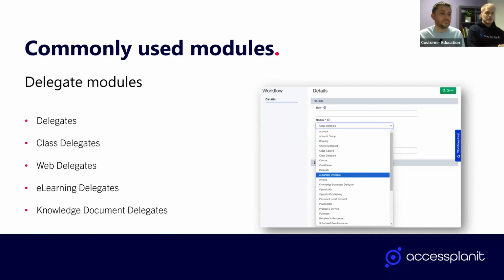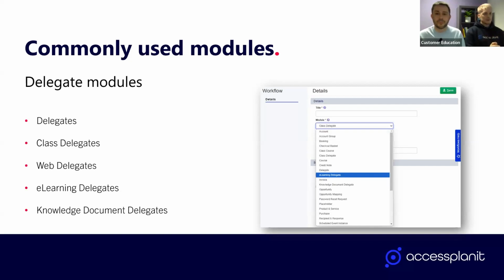If you wanted to send a course reminder email to delegates that include things like venue information and address details, that's where you would use the class delegates module. You're not going to find venues against e-learning delegate modules or anything like that. So class delegate modules for that one, basic venue information is going to be in there.